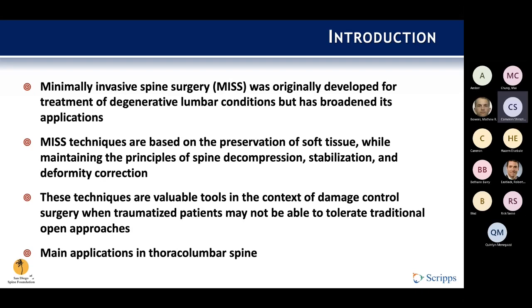But MIS surgery was originally developed for degenerative lumbar conditions, but as time has gone on, we've used it for more and more things. The idea behind it is preservation of soft tissue, but still being able to accomplish what you need to accomplish, whether that's decompression, stabilization, or deformity correction. In the context of damage control surgery or just trauma, where you're in a different environment, you want to minimize the damage you're doing to the patient as well. MIS can be useful. And then the main application that we see is the thoracolumbar spine.